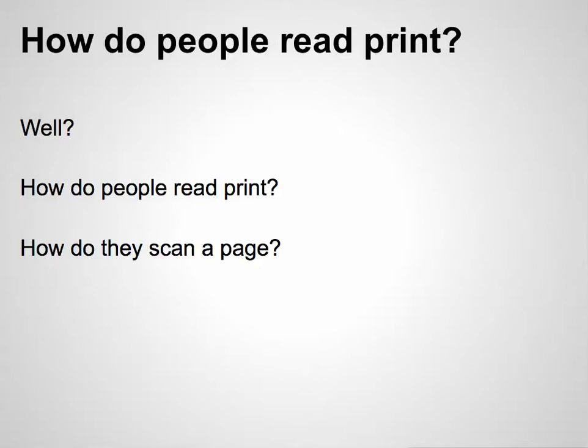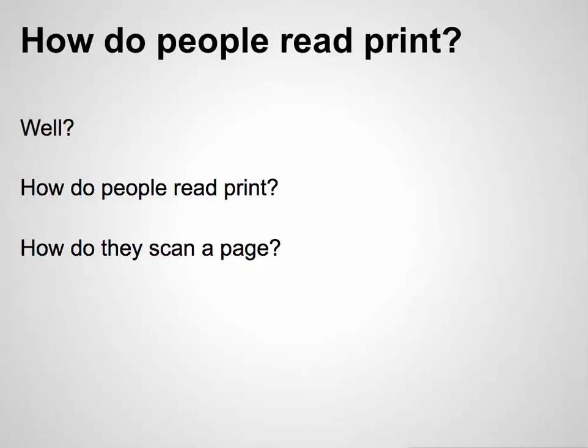So how do people read for print? Well, for print, you're probably familiar with the Z or backwards S pattern for scanning. When people see a print design, their eye sort of scans from the top left over to the top right, then they come down across the page diagonally, and then scan from the bottom left to the bottom right. That is not the case online.